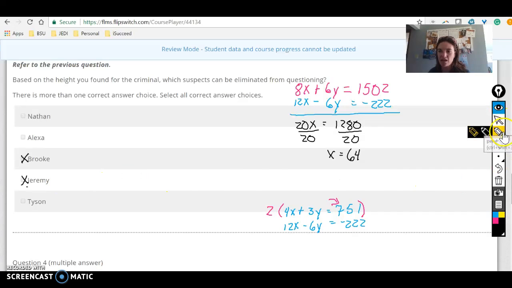Okay, so now our job is going to be to narrow it down by solving for y. I'm going to just erase these because I want to keep my equations there.